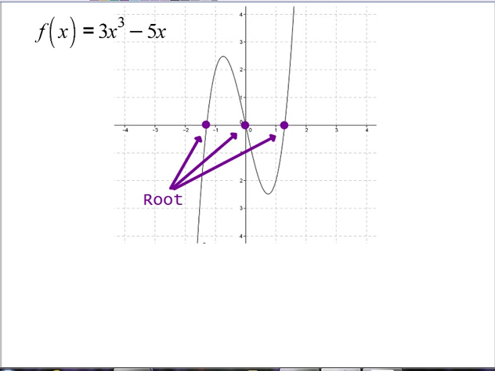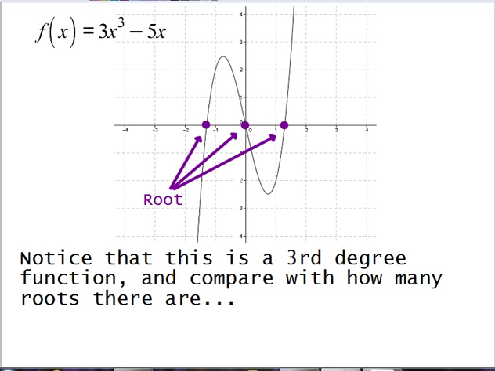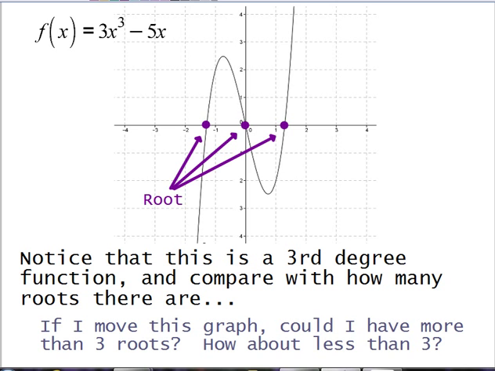Here I have a third degree function. This third degree function has 3 roots. And again, if I moved this graph up, down, or side to side without turning it, could I ever have more than 3 roots? How about, could I ever have fewer than 3 roots?